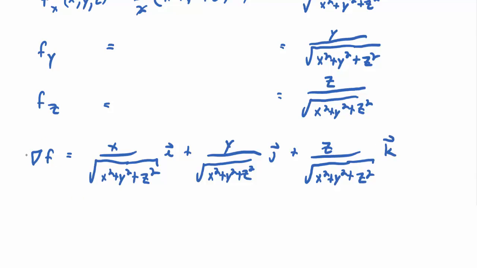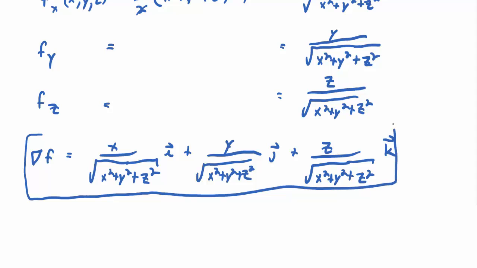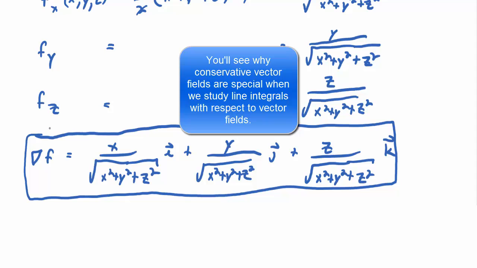Now, I didn't put del f of x, y, z, but I think that's clear from the context what the inputs are. So that technically is a vector field. It's a very special vector field. Conservative vector fields are very special because just because you have a vector field doesn't mean it has a related scalar function that you can take the gradient of to get it. But when it does, it translates to something very special.